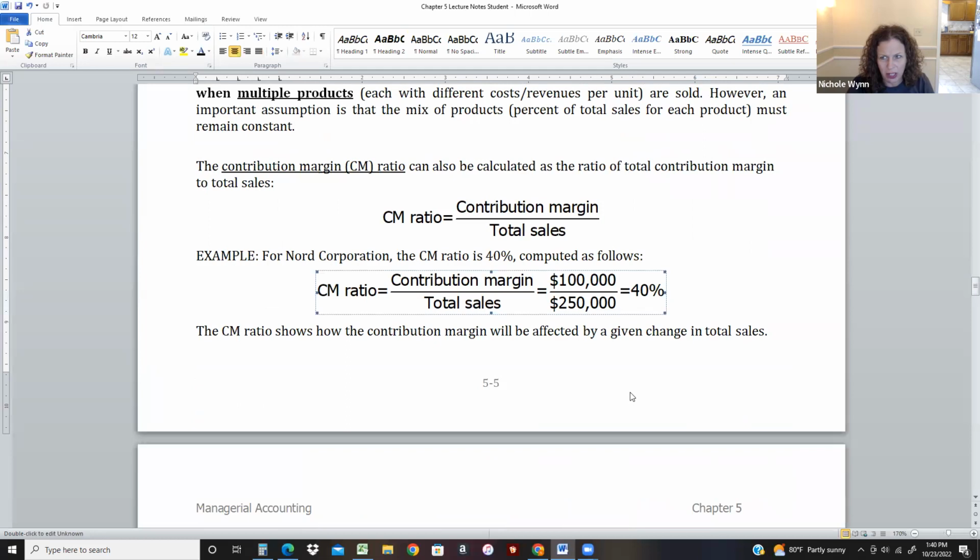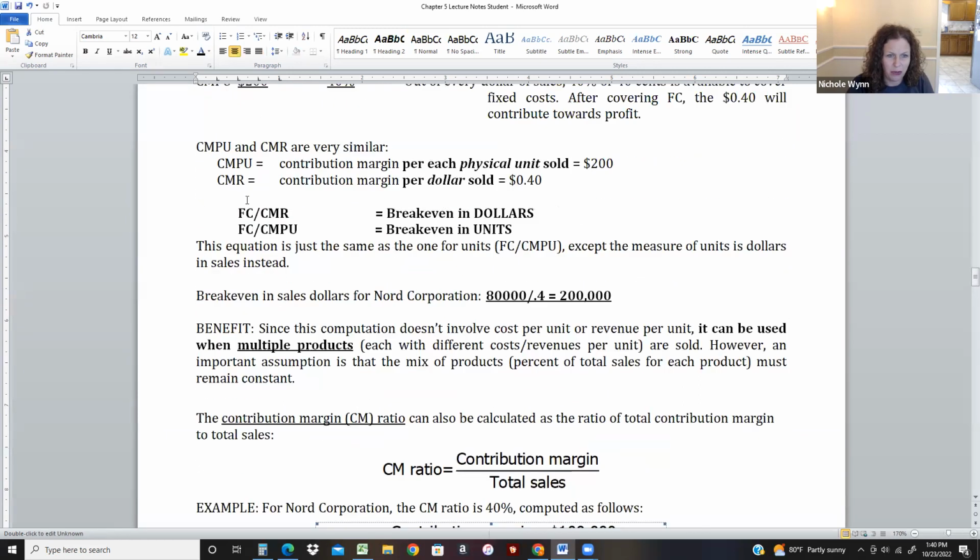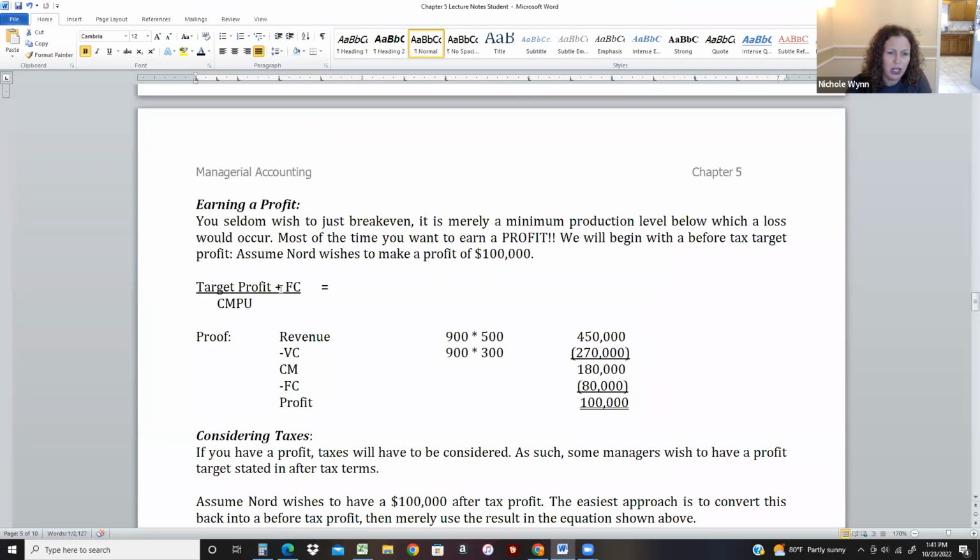Very rarely do you just want to break even. You're not trying to just break even in your business. You want to have profits. And so profit is an important part of figuring these things out. The formula to break even is fixed costs over CMPU, 80,000 over $200 a bike. If you want profit, you just add it to the top part. So instead of just covering fixed costs, you're also trying to cover some profit.